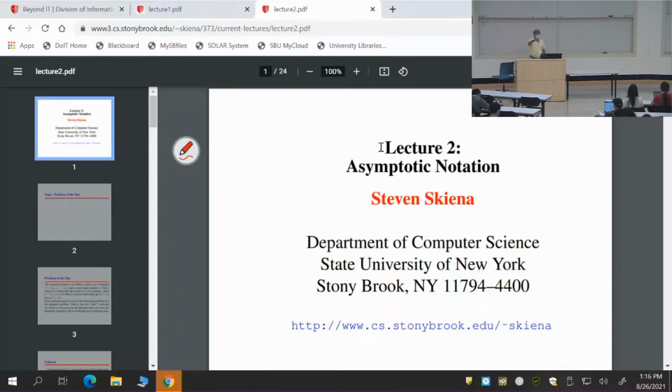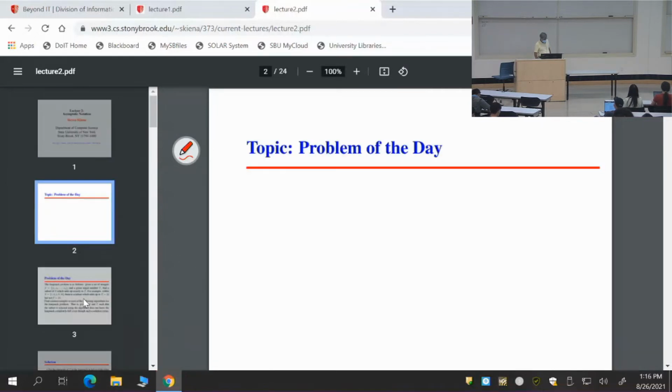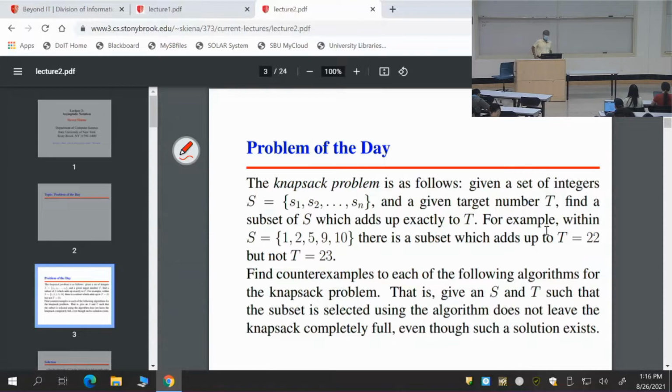Okay, any questions? Any other logistical questions? Okay, what I'd like to start by doing, like I will do after every class, is going over the daily problem. And the daily problem, I believe, is this. It is the knapsack problem.